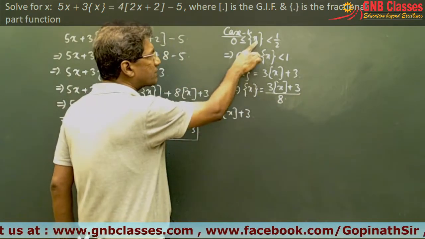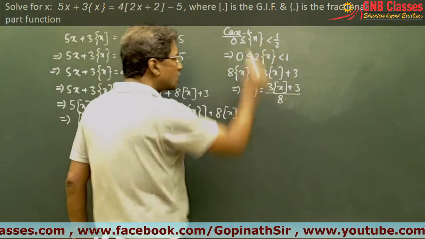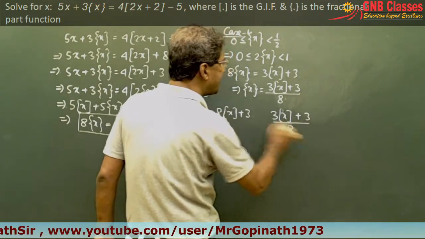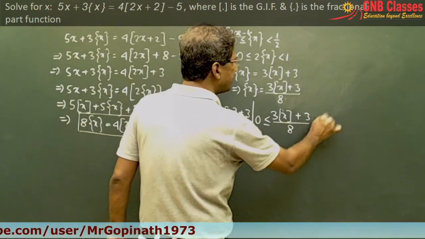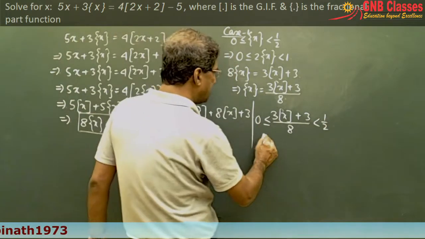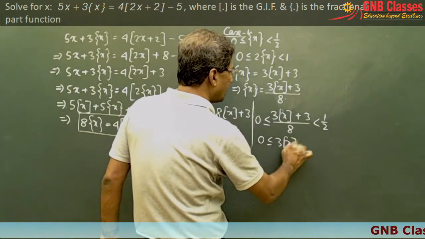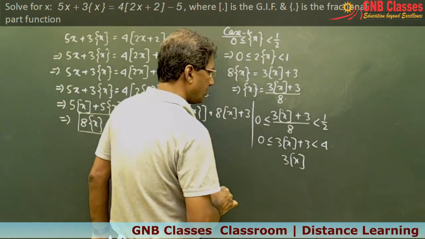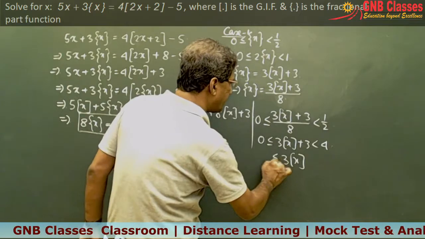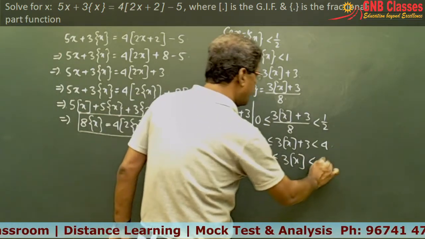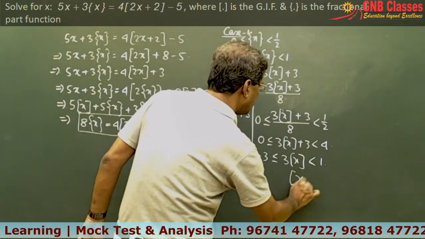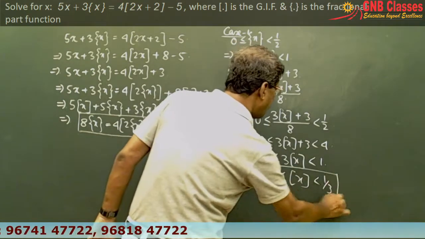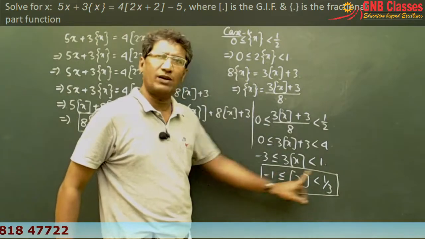As we know that the fractional part of x is lying between 0 and half, we can write (3⌊x⌋ + 3)/8 is lying between 0 and half. Am I correct? So if I multiply by 8, we are going to get 3⌊x⌋ is greater than or equal to -3 and less than 1. So ⌊x⌋ is lying between -1 and 1/3. Is it clear?